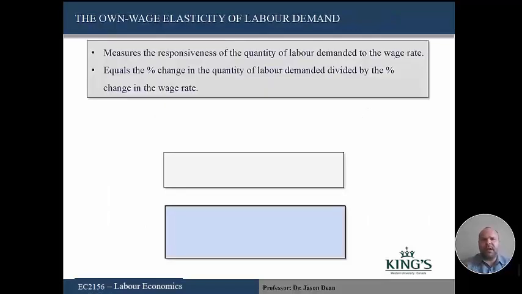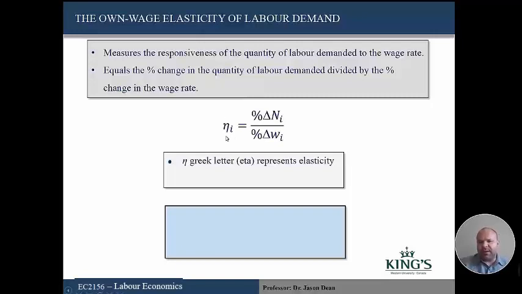Okay, now let's talk about the own wage elasticity of labor demand. This measures the responsiveness of the quantity of labor demanded to the wage rate, and it's simply equal to the percentage change in the quantity of labor demanded, divided by the percentage change in the wage. The Greek letter eta represents elasticity, and i denotes the category of labor.